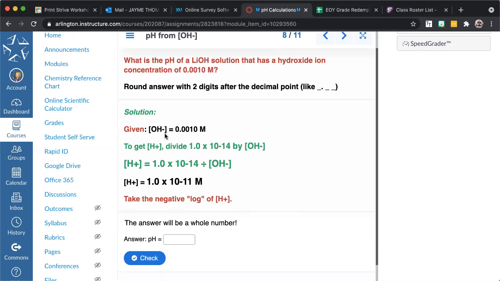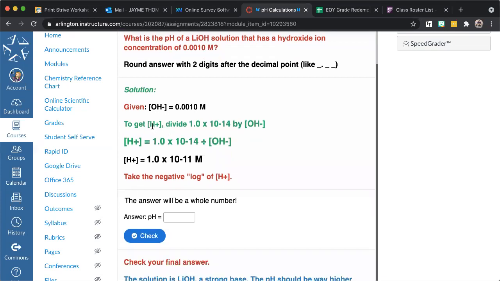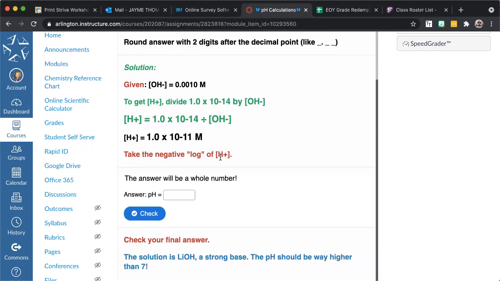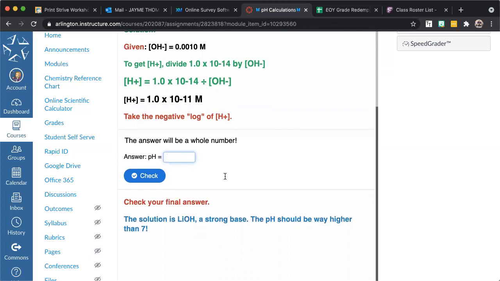So what you'll have to do first is exactly what we said. You'll have to calculate the hydrogen ion concentration by dividing 1 times 10 to the negative 14 by the number we were given for the concentration of hydroxide ions. That gives us a hydrogen ion concentration of 1 times 10 to the negative 11. Now that I have that number, I can do the negative log of that 1 times 10 to the negative 11, and you should get your answer.